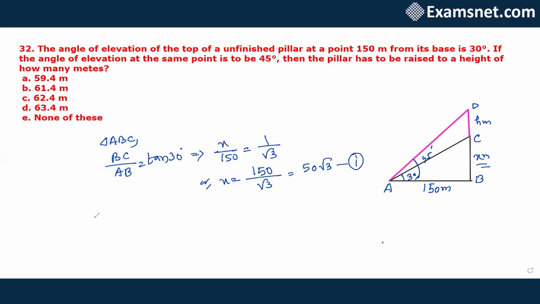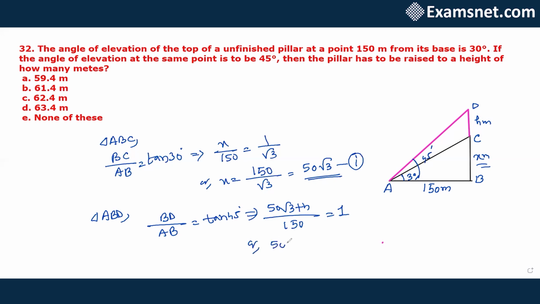Next, we can consider the triangle ABD. From here, we can write BD by AB as tan 45 degree. BD means x plus h. So already we have got the value of x, that is 50 root 3 plus h by 150 equals to 1. Tan 45 degree gives us the value 1. So 50 root 3 plus h equals 150.